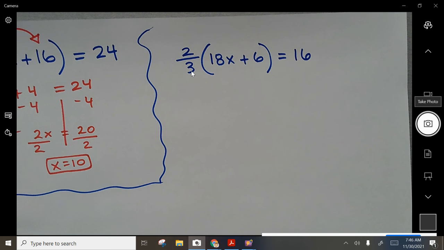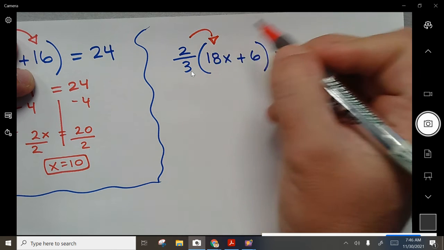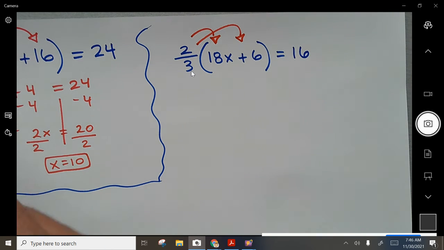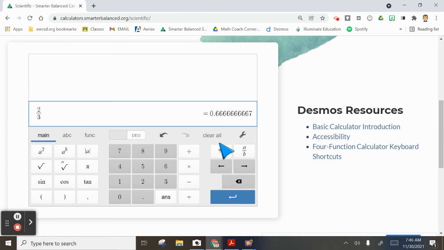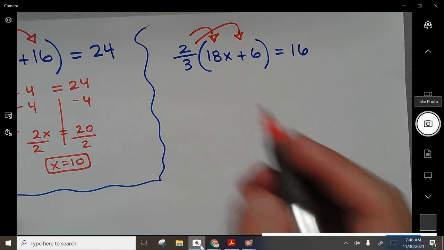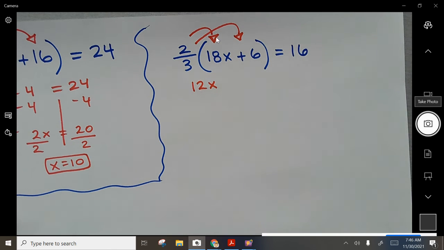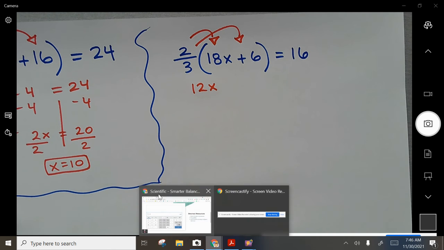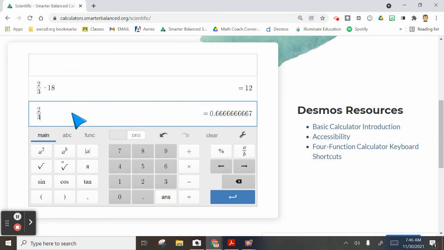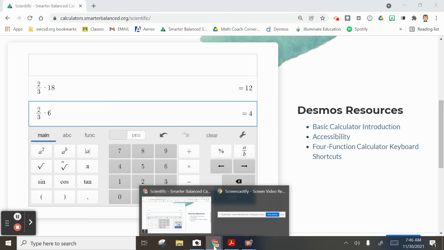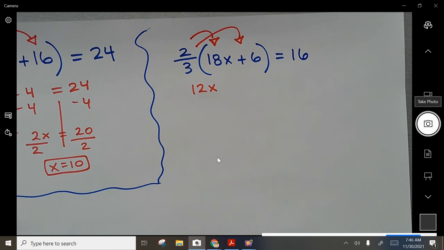All right, so 2/3 times 18x, and then 2/3 times 6. Cool. So let's do this on a calculator. Let's see how we did. 18x, so we multiply it times 18. Oh, we got 12. That's important. So that's going to be 12x, and then 2/3 times 6. And what do we get? 4. Cool. All right, let's get back to this. This is going to be 4.